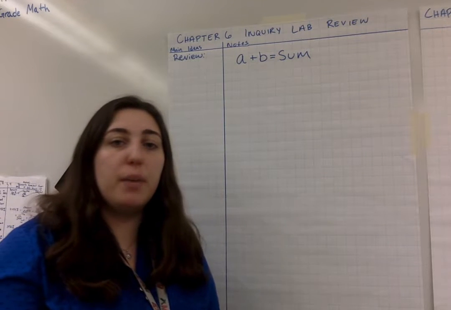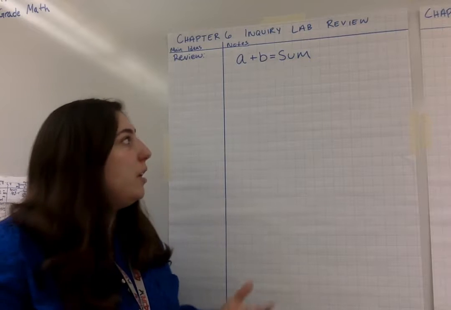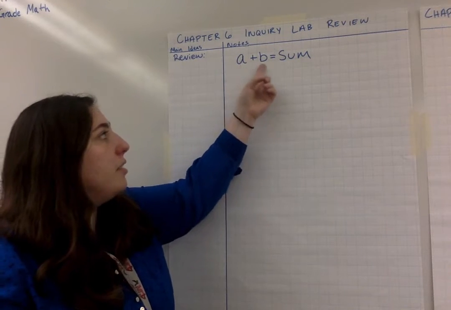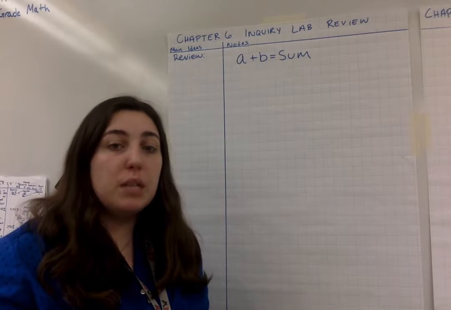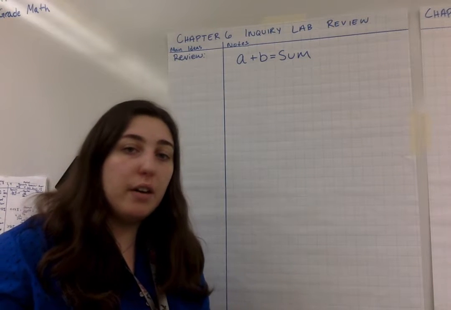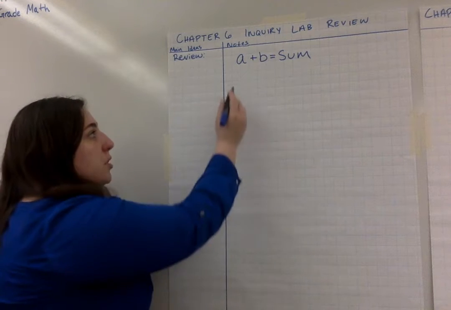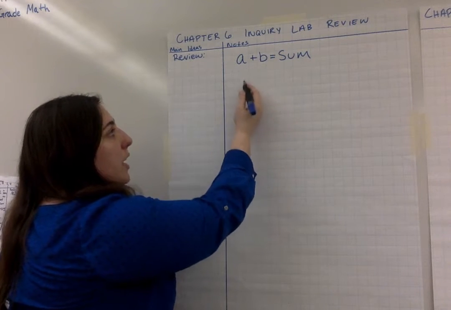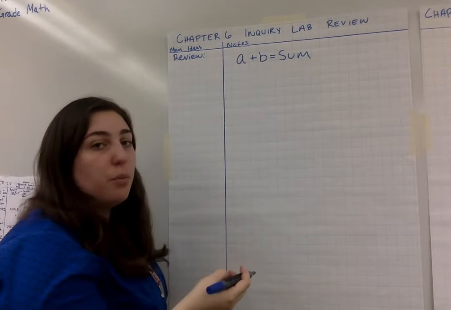Okay, we talked a little bit about what variables are. We use variables. They are letters, so they stand for an unknown number. Sometimes we don't know what a number is, so we're just going to use a letter in its place. Right now I'm just using A plus B to represent numbers. So this is a sum, the answer to an addition problem.